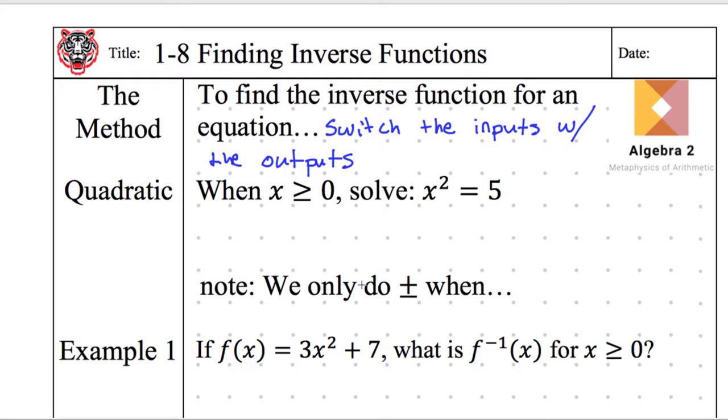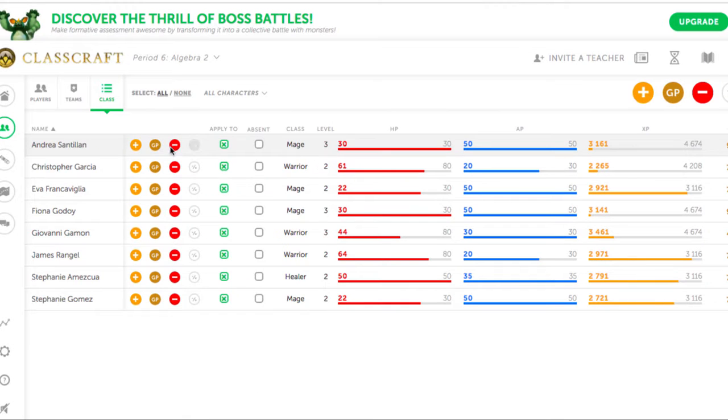Perfect. And what's another way to say inputs and outputs, Fiona? X and Y. So we can label that above an X for the inputs, Y for the outputs, if you want to do that. Thank you.